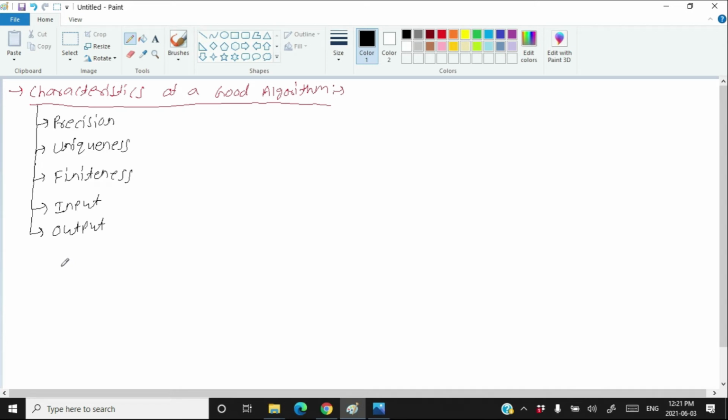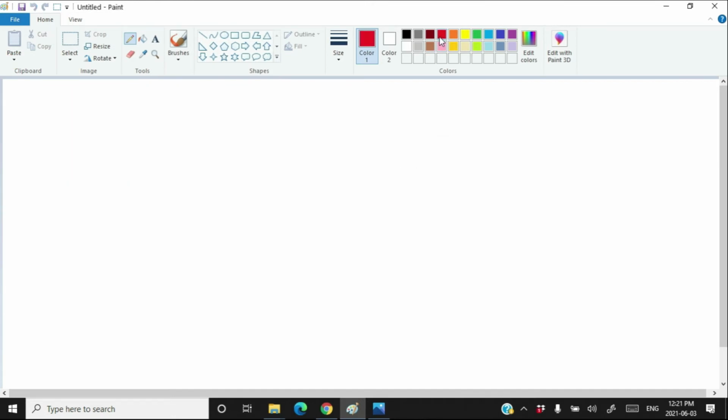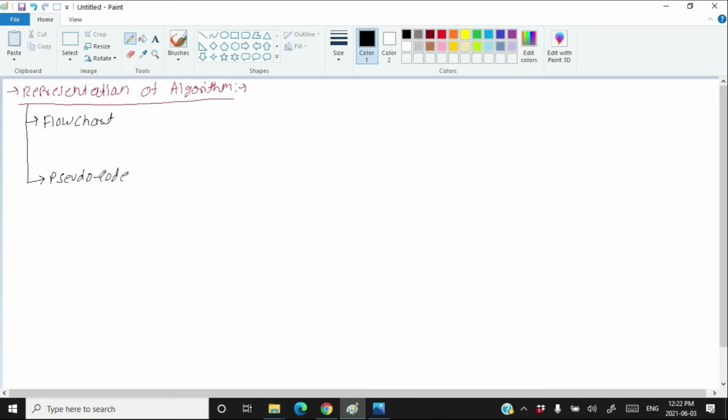Now we know what an algorithm is, but how to represent an algorithm? How to represent various steps of an algorithm? So the next topic we are going to study is representation of algorithm. There are two ways to represent an algorithm. The first one is flowchart and the second one is pseudocode.